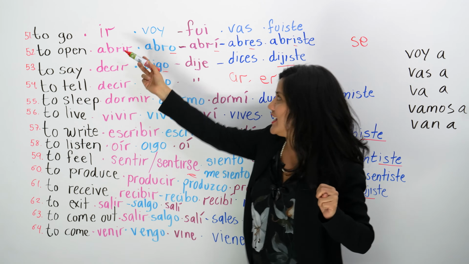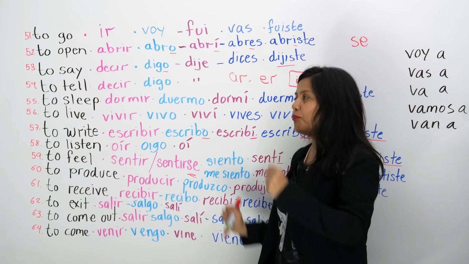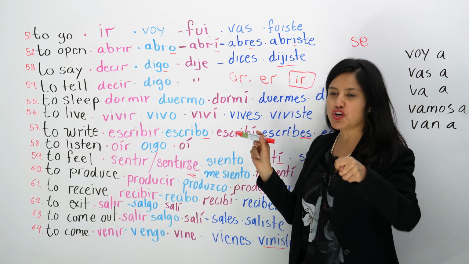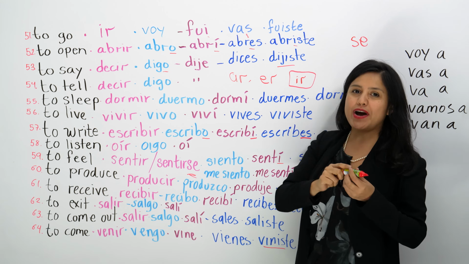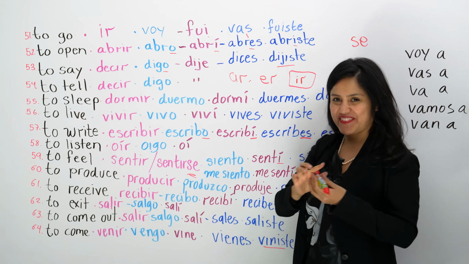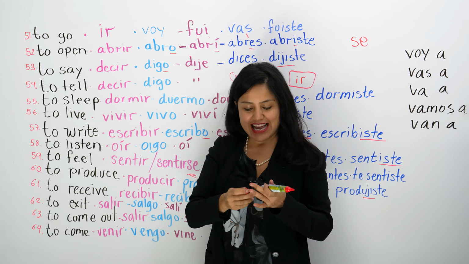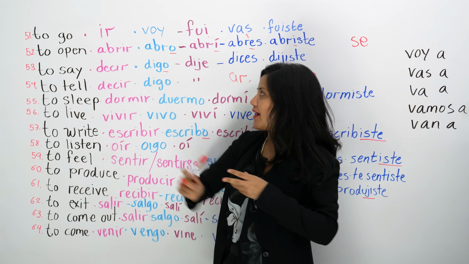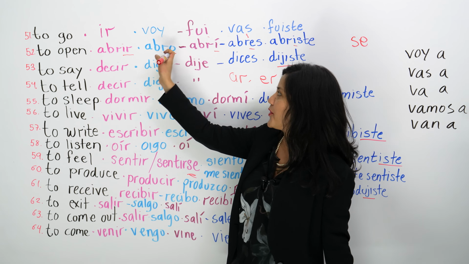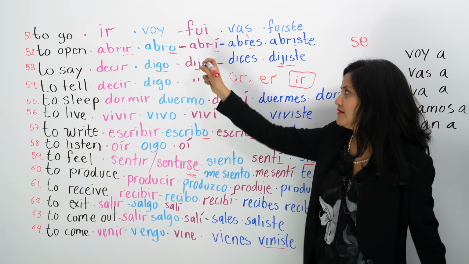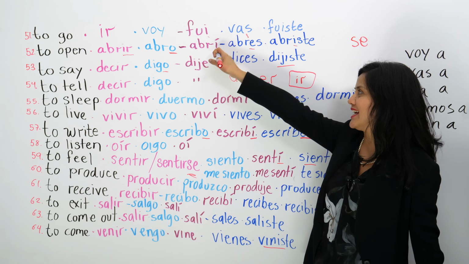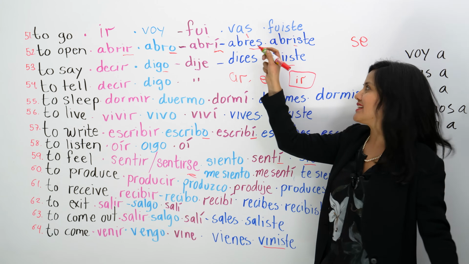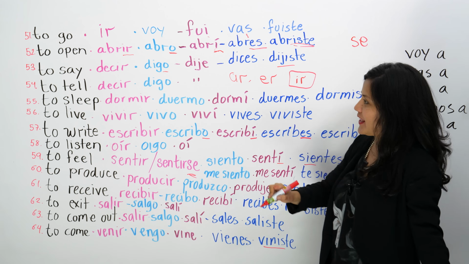To go. Ir, presente, yo voy, I go. I went, yo fui. You go, tú vas. You went, tú fuiste. To open, abrir. To open, abrir la caja del tesoro. Abrir. Yo abro. I open. I opened. Yo abrí. You open. Tú abres. You opened. Tú abriste.